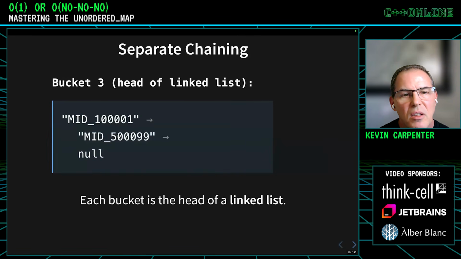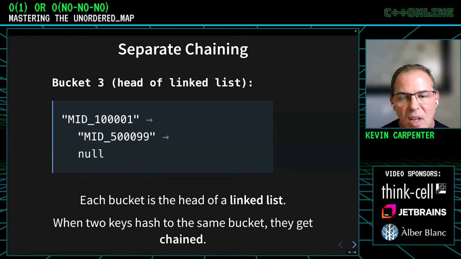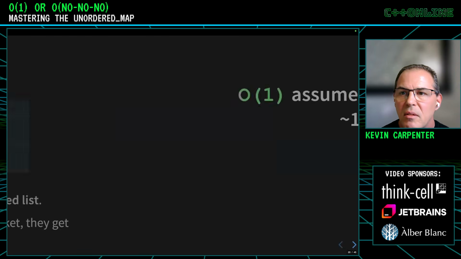So looking at the separate chaining a little bit more, bucket 3 here again is the example. Each bucket is the head of a linked list, right? And so our first data item is that first item, the second data item ends up being our second item, and each bucket is the head of a linked list. And so when two keys hash to the same bucket, that's how they get chained. And this is what occurs when keys collide. They end up being chained together. And so we'll look more at what ends up happening with that here.